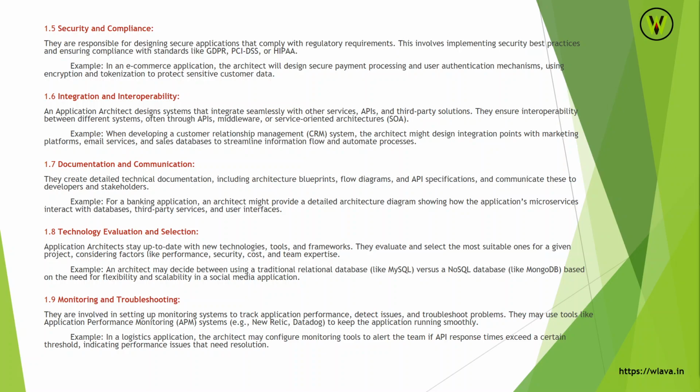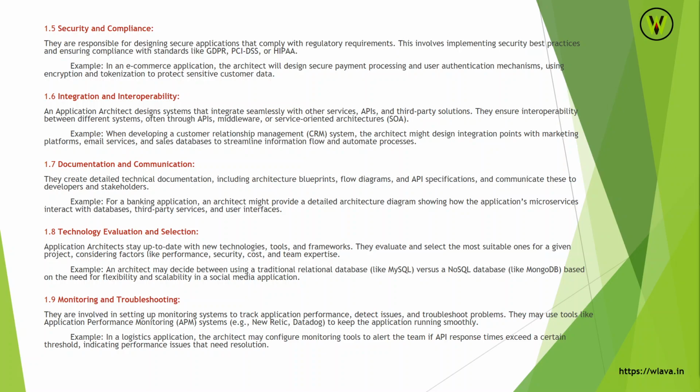1.6 Integration and interoperability. An application architect designs systems that integrate seamlessly with other services, APIs, and third-party solutions. They ensure interoperability between different systems, often through APIs, middleware, or service-oriented architectures, SOA. Example: when developing a customer relationship management (CRM) system, the architect might design integration points with marketing platforms, email services, and sales databases to streamline information flow and automate processes.